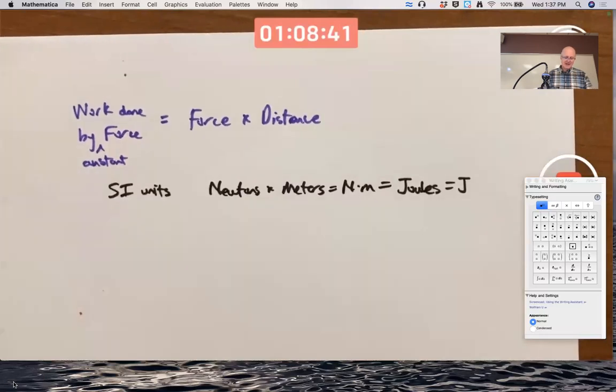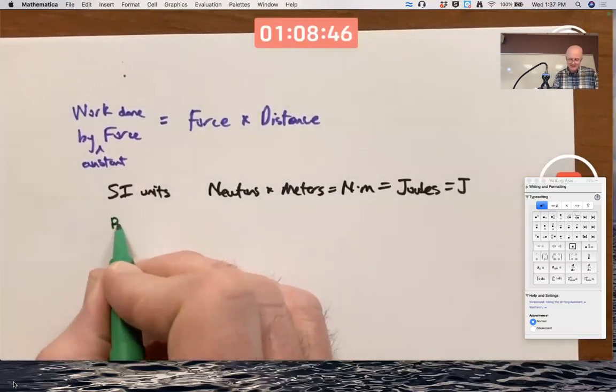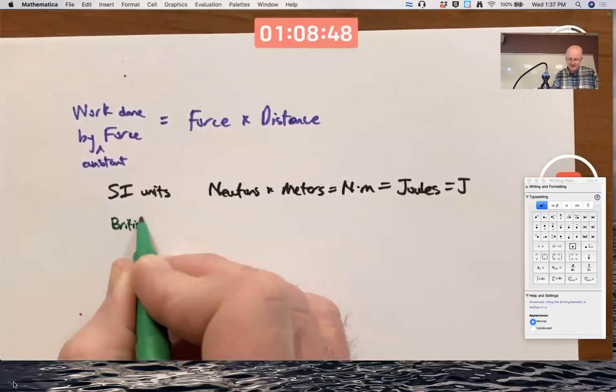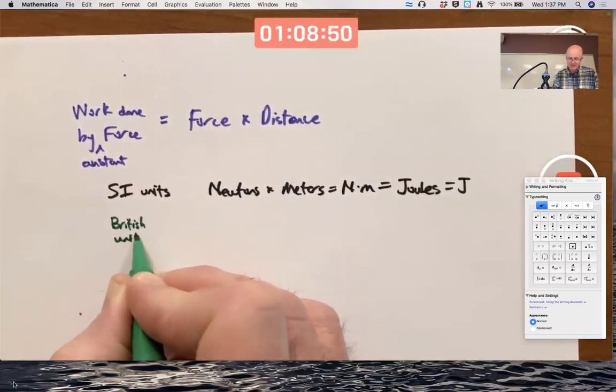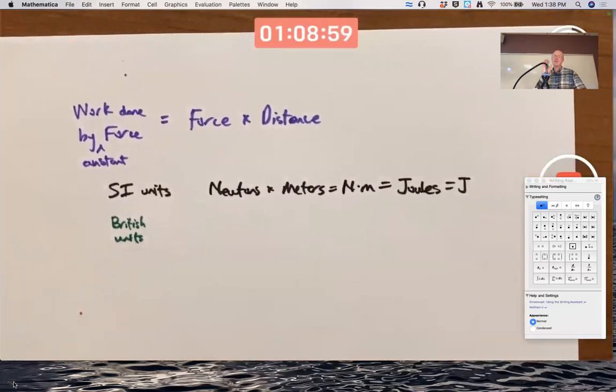In non-standard units, I guess you call them British units, but British people don't use British units anymore. Only Americans do. And what else is it? Maybe Singapore does or something. That might be wrong. I don't know.